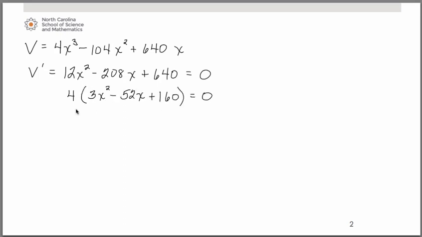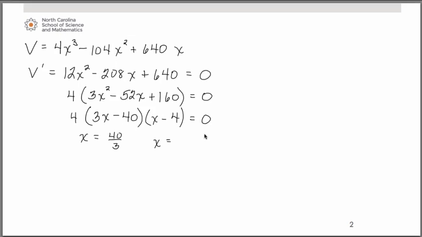The quadratic trinomial then factors, and we arrive at two values for x. We have 40 over 3 and 4. These are our critical numbers at which, if there is going to be a relative maximum, this is where it would occur. Let's talk a moment about the domain of the original function.